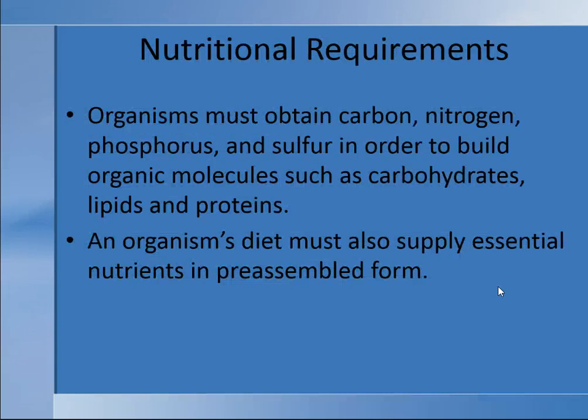Okay, so nutritional requirements. All organisms have to get their carbon, nitrogen, phosphorus, and sulfur in addition to their minerals and vitamins and stuff. And these are going to come from the food that they eat, right? Sometimes the diet has to supply these macromolecules already pre-assembled. We can't make them. If we can't make it, it's called an essential nutrient. Everything else is just a micro or macronutrient. Macronutrients are things we need a lot of. Micronutrients are things we only need a little bit of.